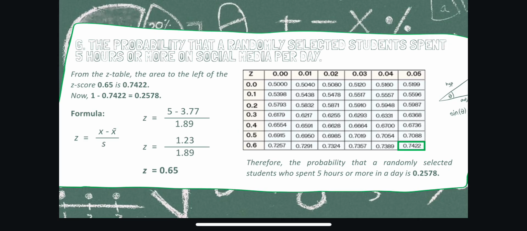Next, we refer to the z table to find the area to the left of z equals 0.65, which is 0.7422. However, since we are looking for the probability of students spending 5 hours or more, we take the complement by subtracting from 1. So 1 minus 0.7422 equals 0.2578. This means that there is about a 25.78% probability that a randomly selected student spends 5 hours or more on social media per day.